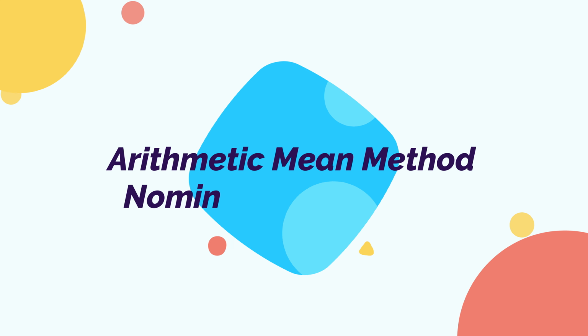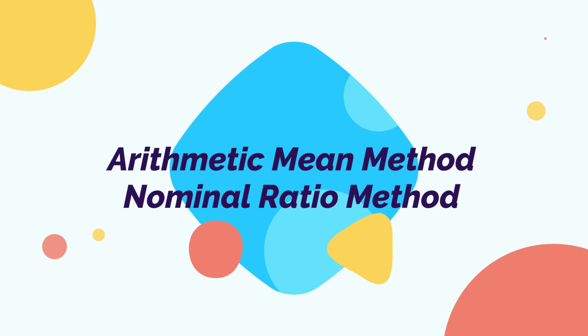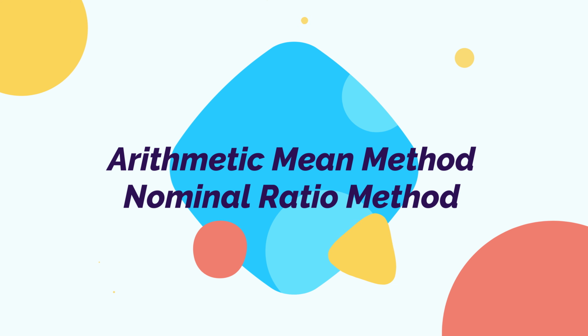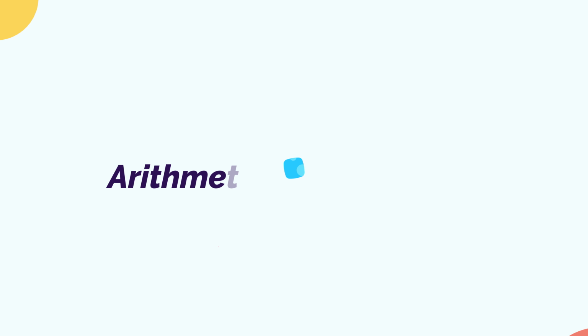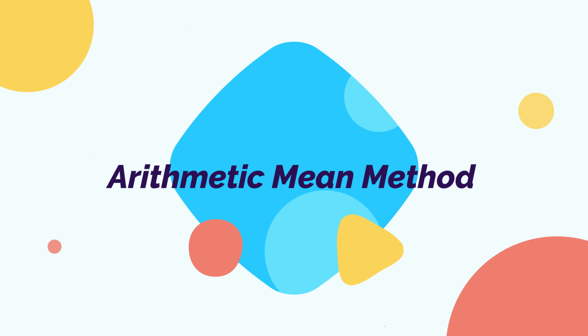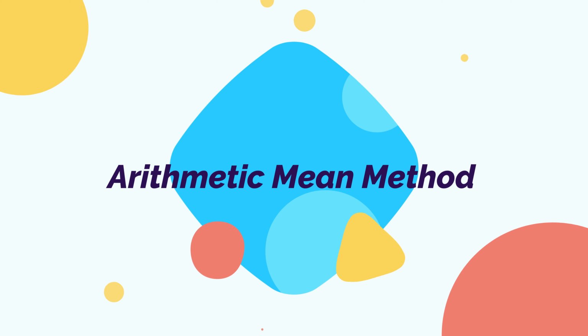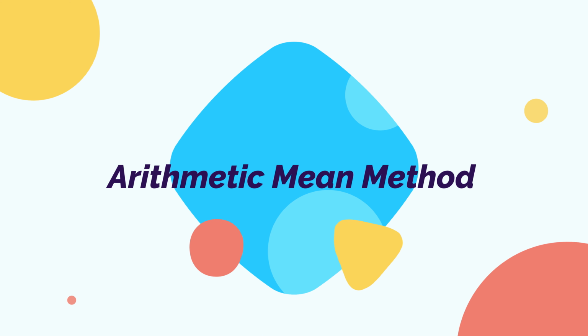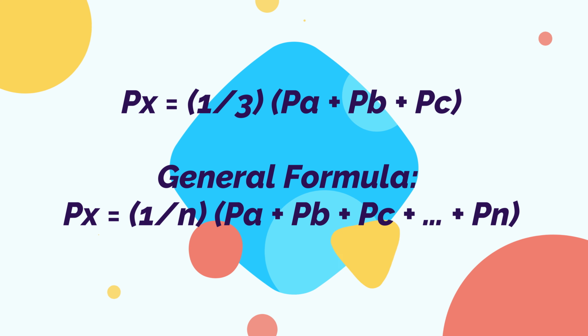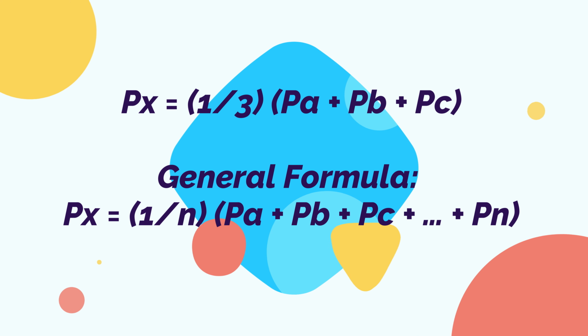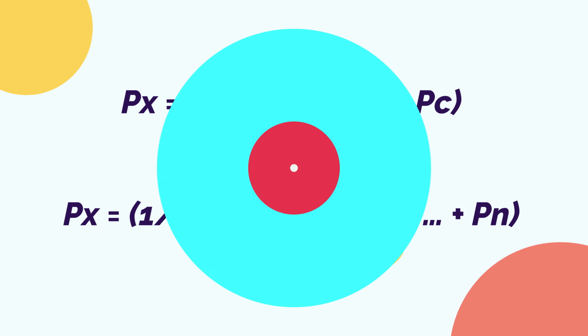So there are two methods in solving the missing mean annual rainfall. We have the arithmetic mean method and the normal ratio method. For arithmetic mean method, when the mean annual rainfall at each of the index stations A, B, C is within 10% of the mean annual rainfall of station X, a simple average of the values of the index stations is taken. So the formula is Px is equal to 1/3 of Pa plus Pb plus Pc.